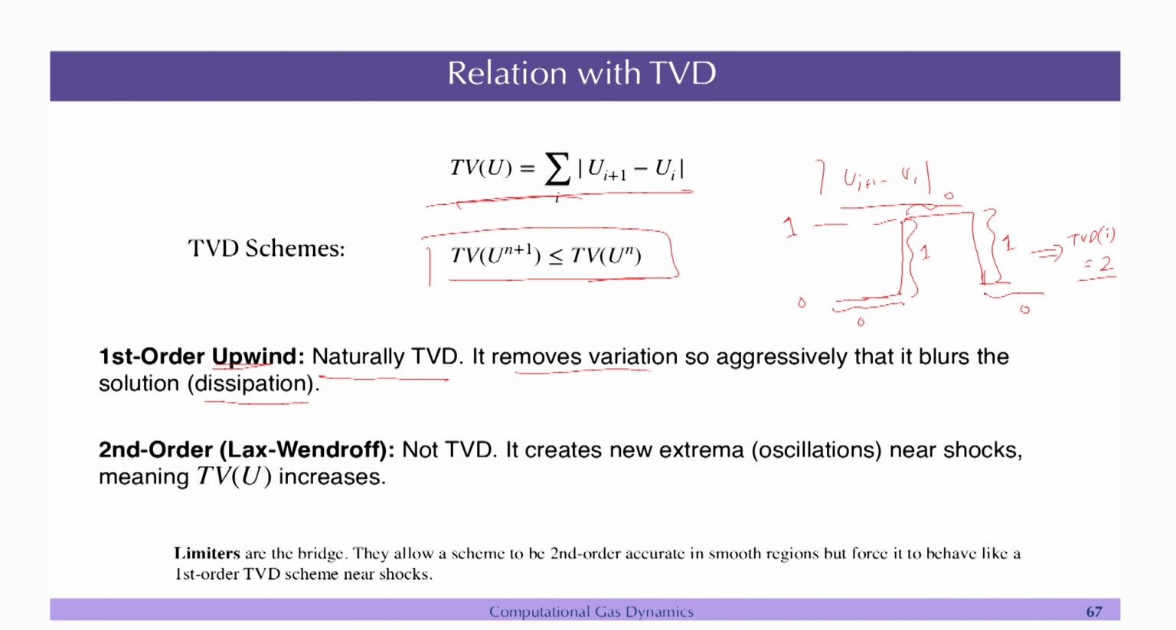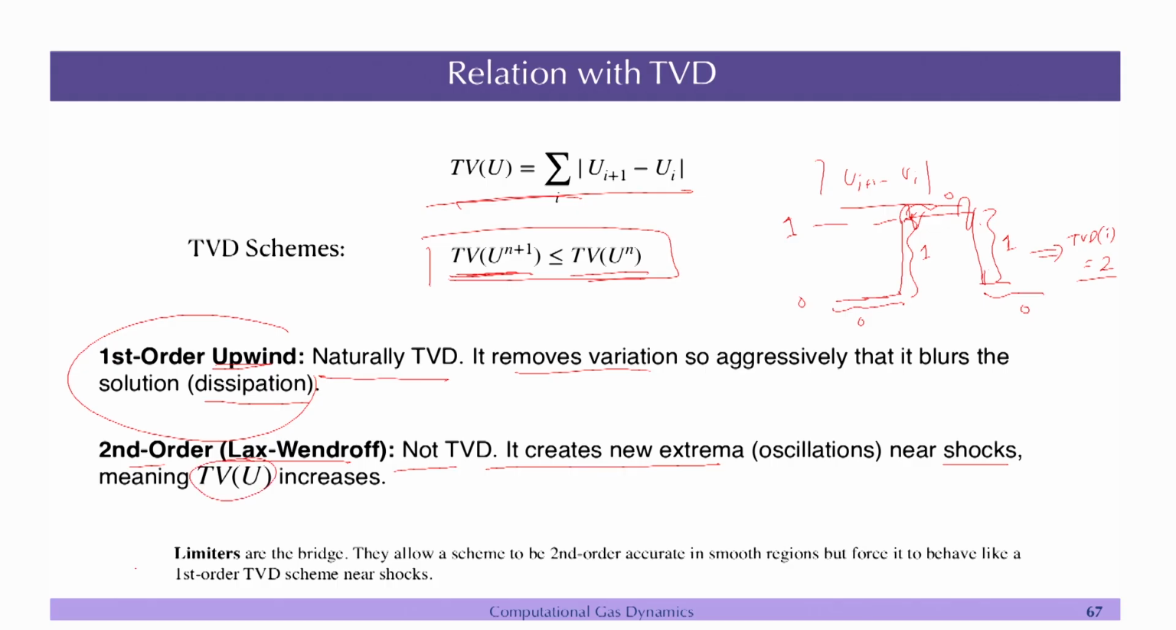If you develop wiggles, then you will have these things coming up, and because of that your TVD will increase, which is not a good property, because it will eventually develop wiggles and corrupt the solution, with dispersion error and so on. For a TVD scheme, the total variation at n plus 1 should be less than or equal to that at n, which is naturally satisfied by all the first order schemes, because they are dissipative. But a second order scheme, for example Lax-Wendroff, is not TVD; it creates new extrema, overshoots or undershoots, near shocks or any discontinuity, which leads to an increase in the total variation.